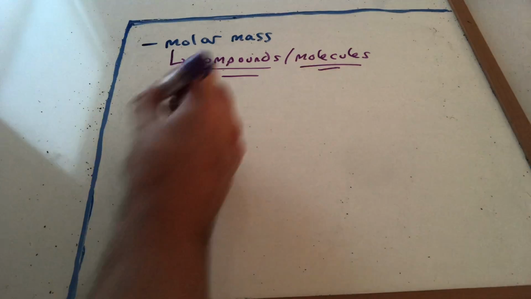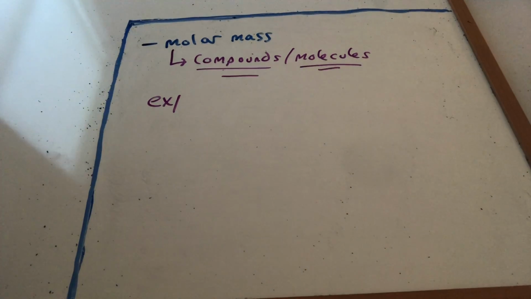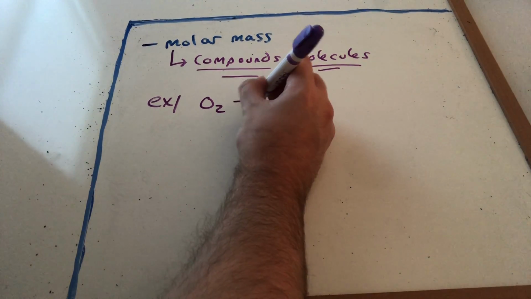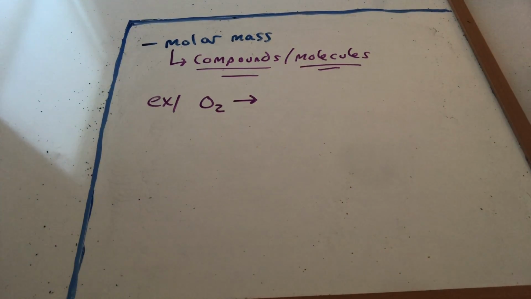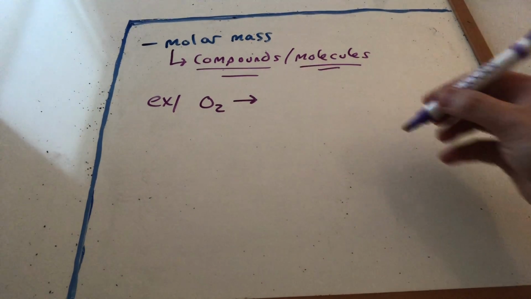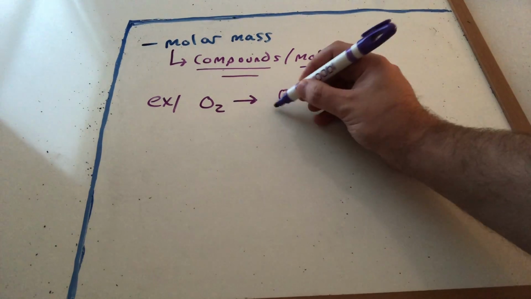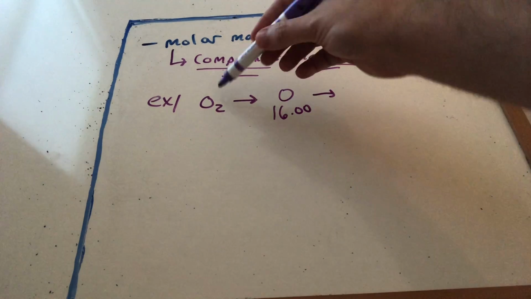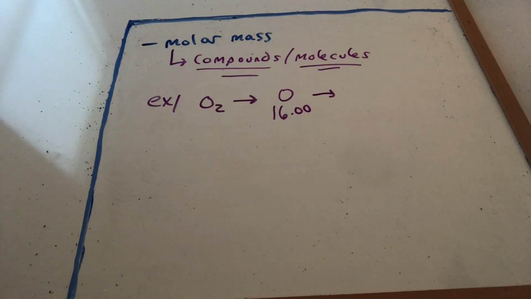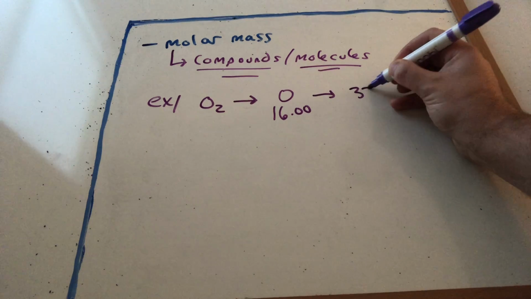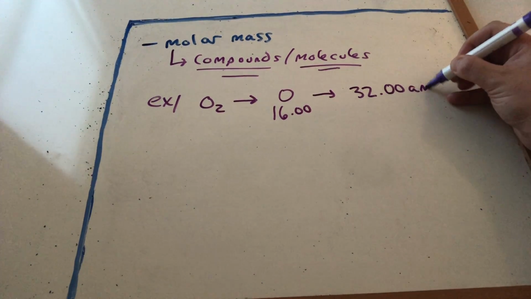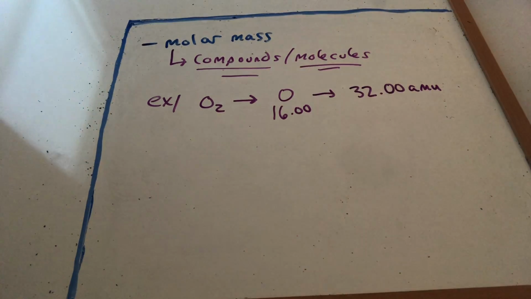All right, so for example, if I look at something like oxygen, O2, and I asked you about a single O2 molecule, which we know is a covalent molecule. If you look on the periodic table, underneath O, you see 16.00. So if I asked you how much mass is contained in that single O2 molecule, you would rightly say, well, there must be two 16s, so there's 32.00 AMU for that single molecule.